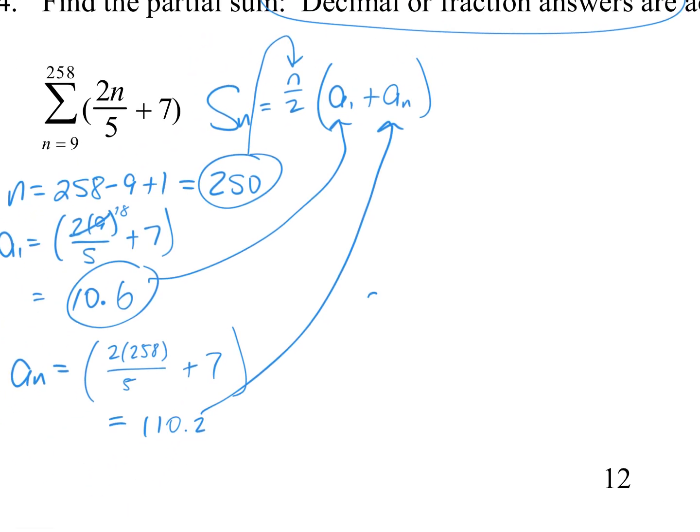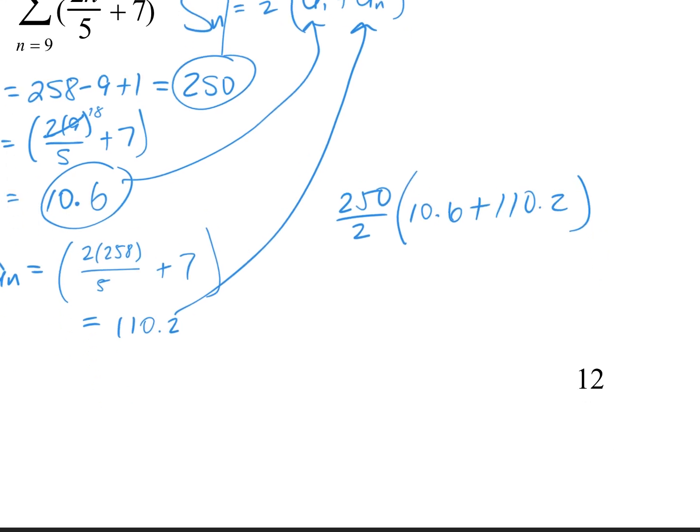So you have 250 divided by 2 times 10.6 plus 110.2. So what's 10.6 plus 110.2? 120.8, good. And then what's 250 divided by 2? 125, all right, multiply those two together.